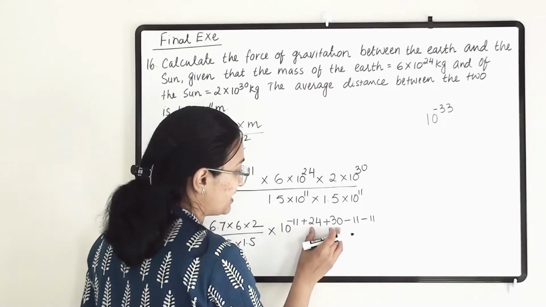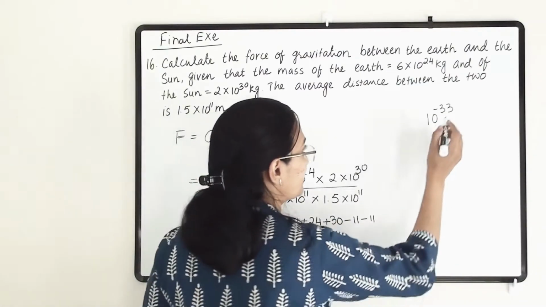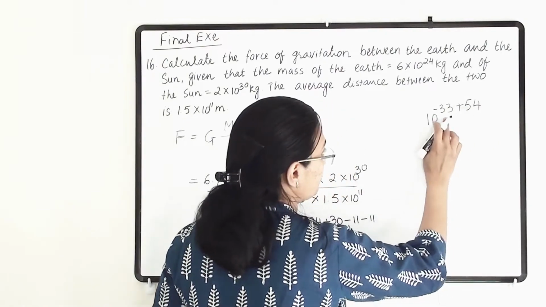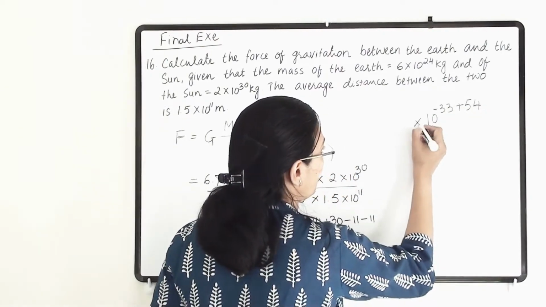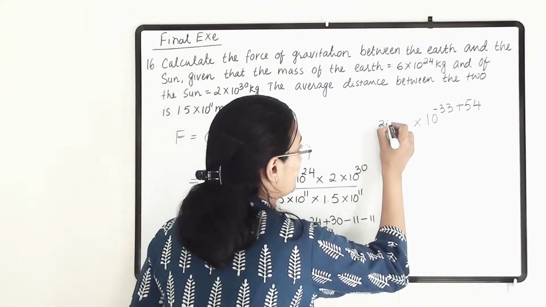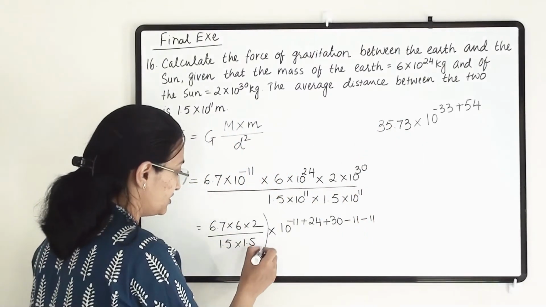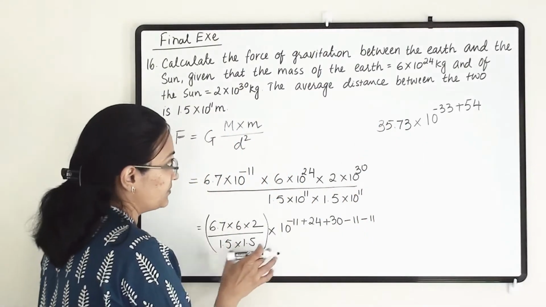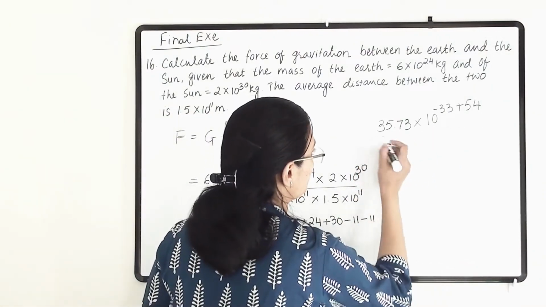And when we are adding this to 24 and 30, we are getting here 4, and 2 plus 3 is 5. So 30 minus 33 plus 54, that will be the power of 10. And when we solve this term, 35.73, this is the answer of this full term. So 35.73 into 10 raised to, this is going to be there.